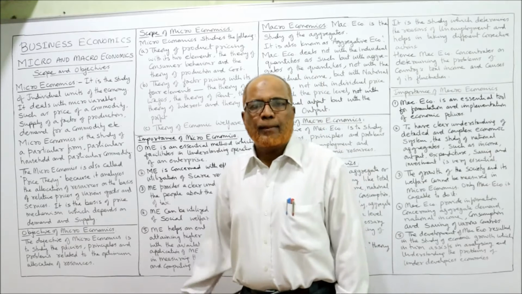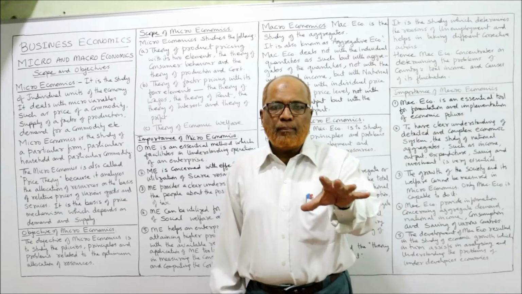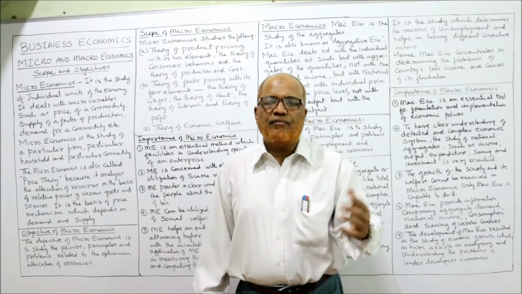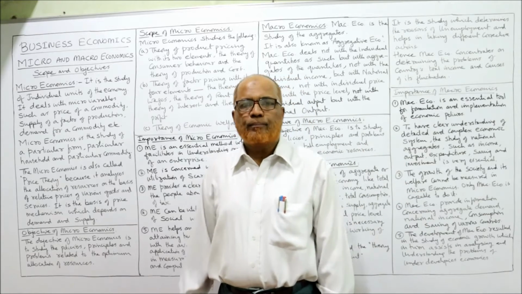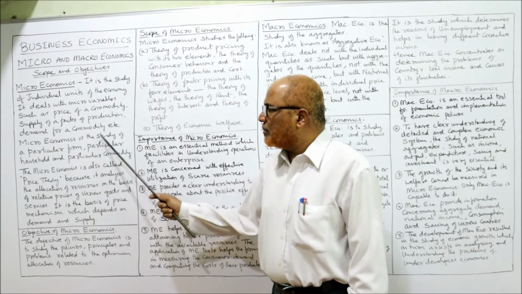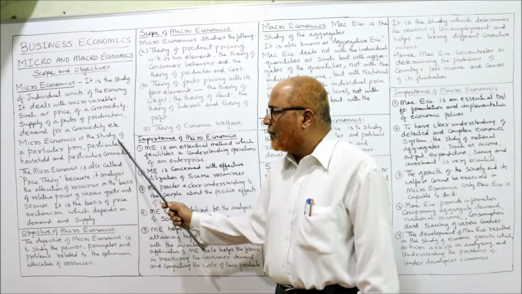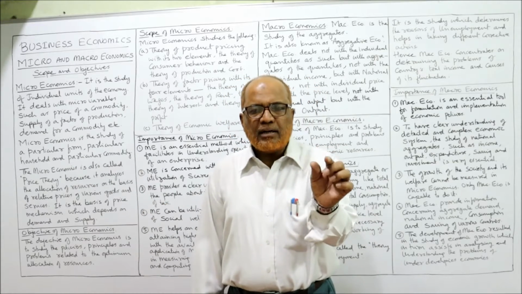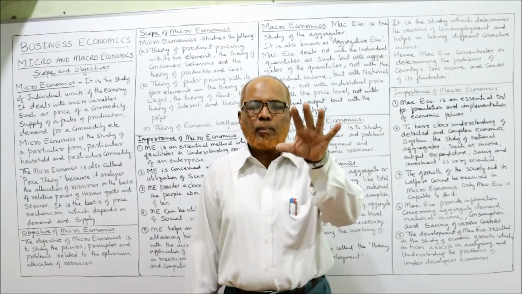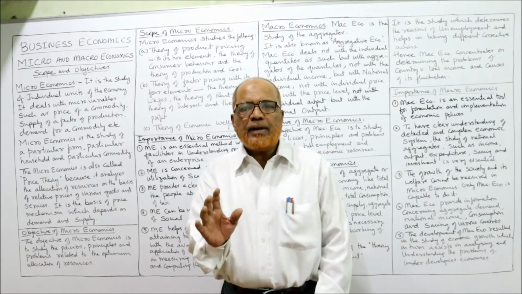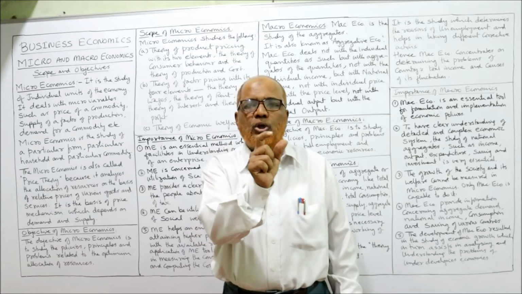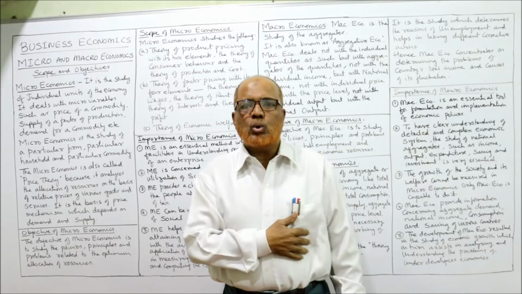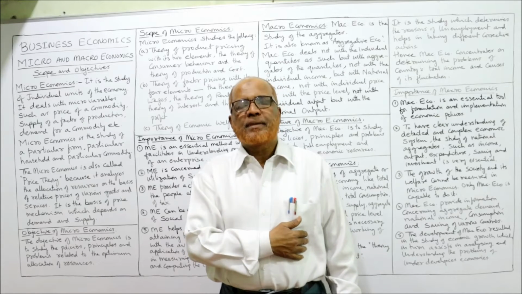Similarly, demand for a commodity. So when we study only demand for a particular commodity, supply of a particular factor of production or the price of different commodities, it is called microeconomics. So microeconomics is the study of a particular firm, particular household or particular commodity. Simply, it's a study of a unit. The unit may be a firm, the unit may be a household, or the unit may be a commodity.